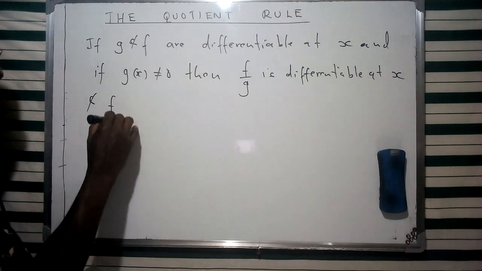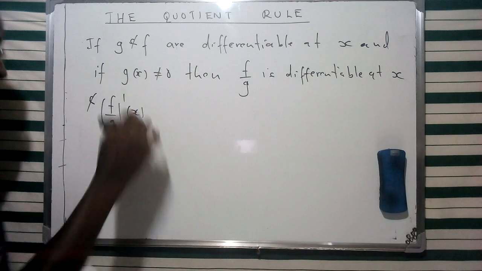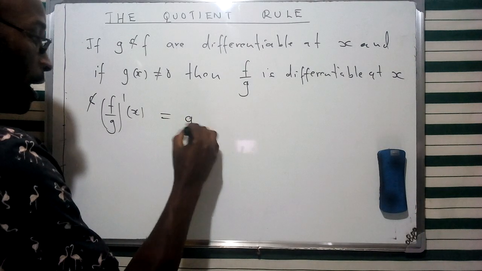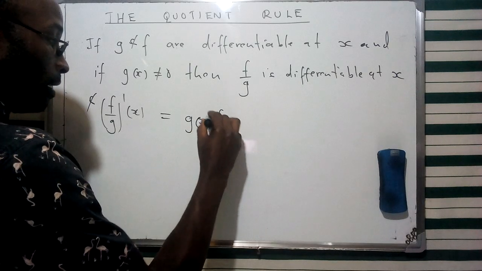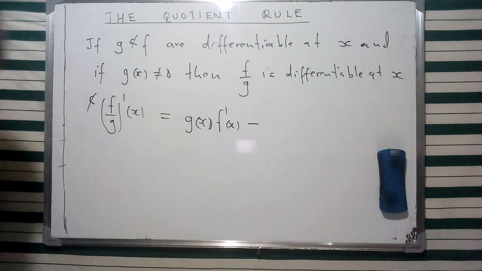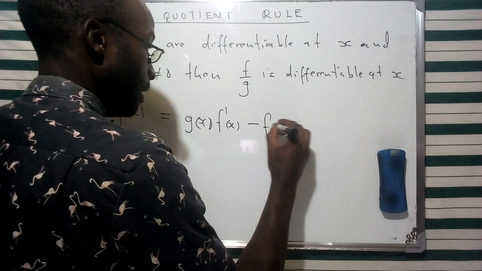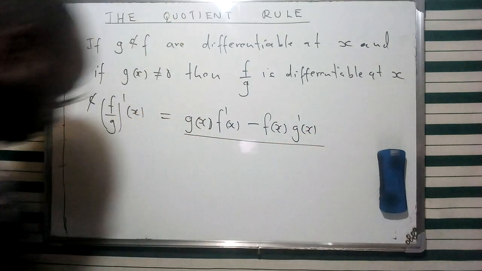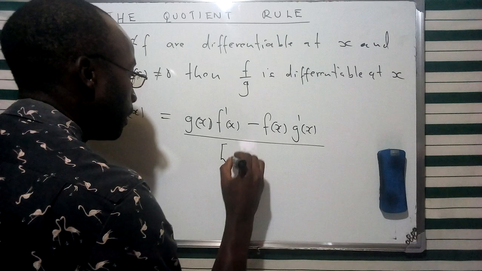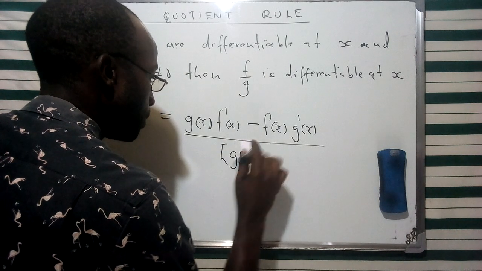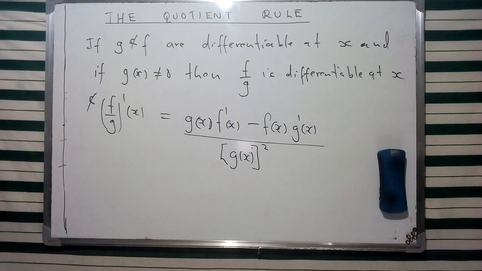and this is going to be given as (f over g)'(x), which represents a derivative that can be expressed in terms of g(x) f'(x) minus f(x) g'(x), and then this is all over g(x) squared, given as such.